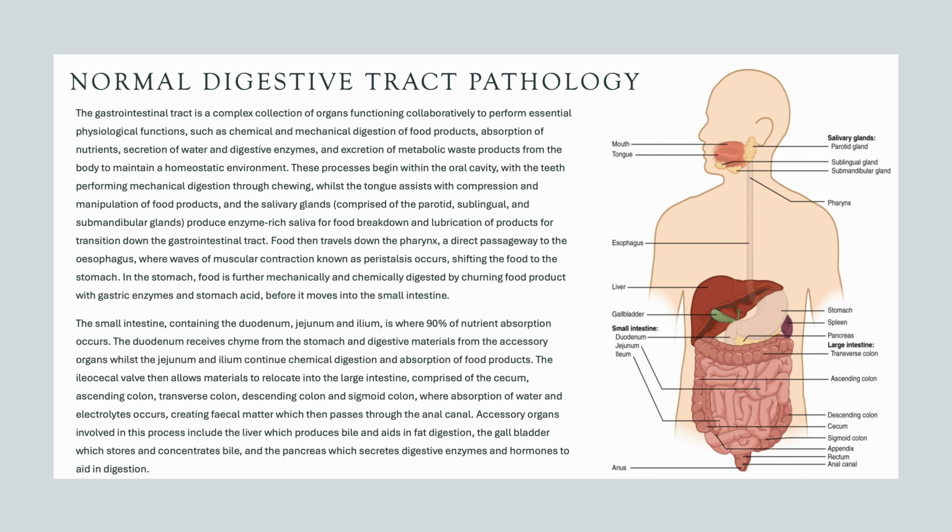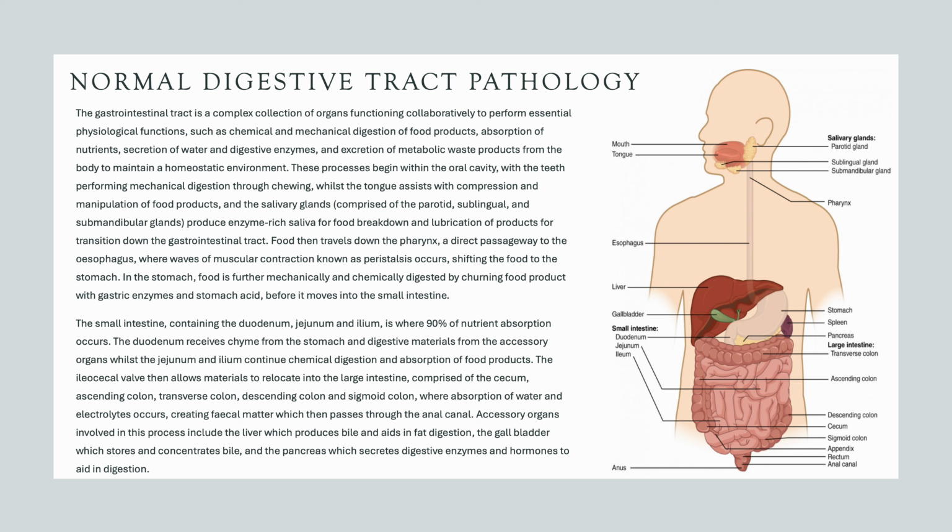The small intestine, containing the duodenum, jejunum, and ileum, is where 90% of nutrient absorption occurs. The duodenum receives chyme from the stomach and digestive materials from accessory organs, whilst the jejunum and ileum continue chemical digestion and absorption of food products.